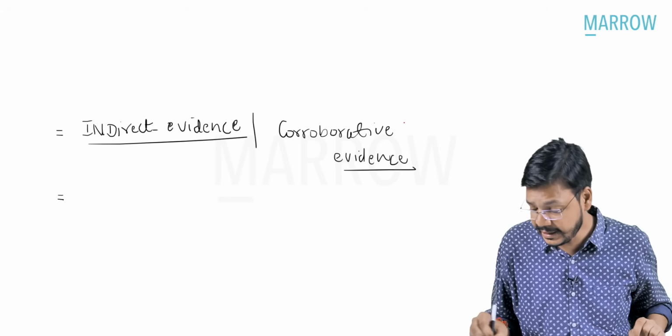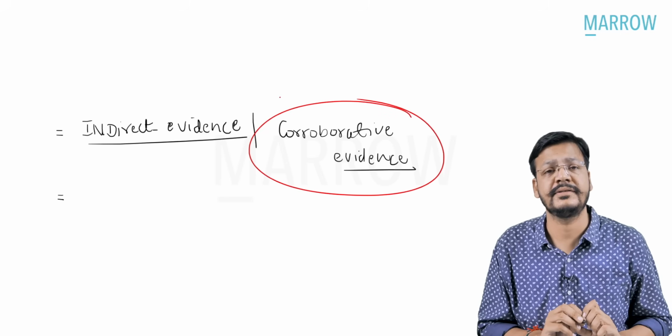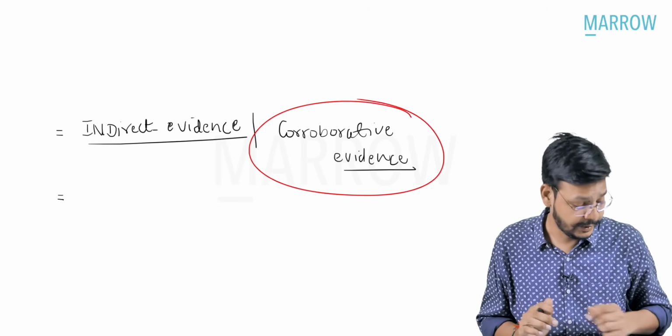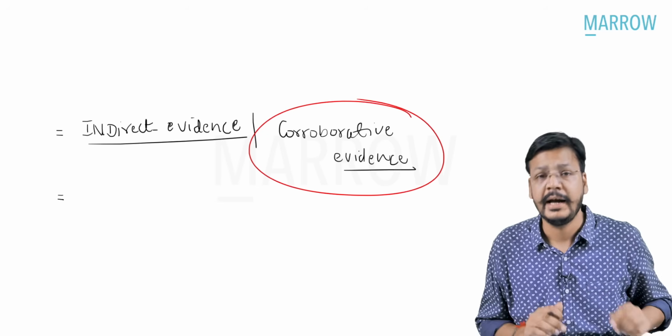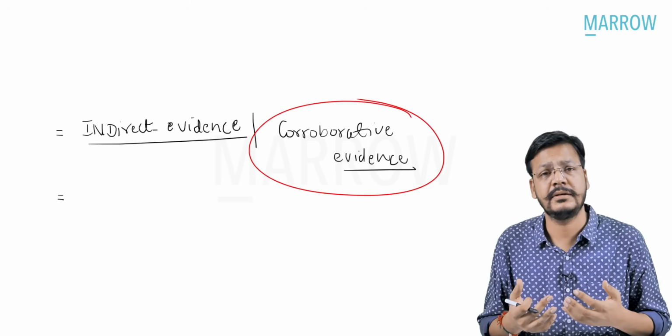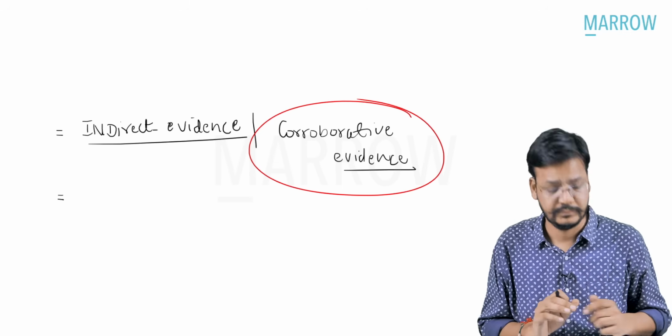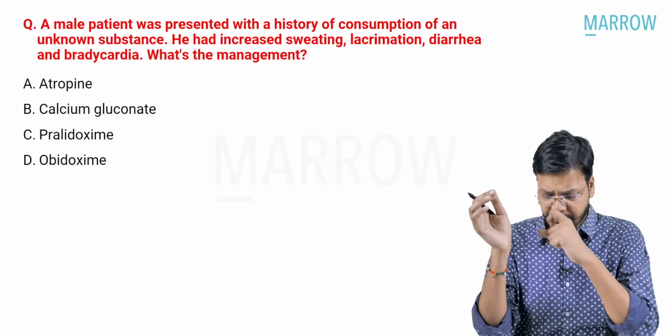Indirect evidence is also known as corroborative evidence. It's corroborative, the supportive evidence. And indirect evidence gives some inference about the crime. This is indirect evidence. Now, sir, the next question.